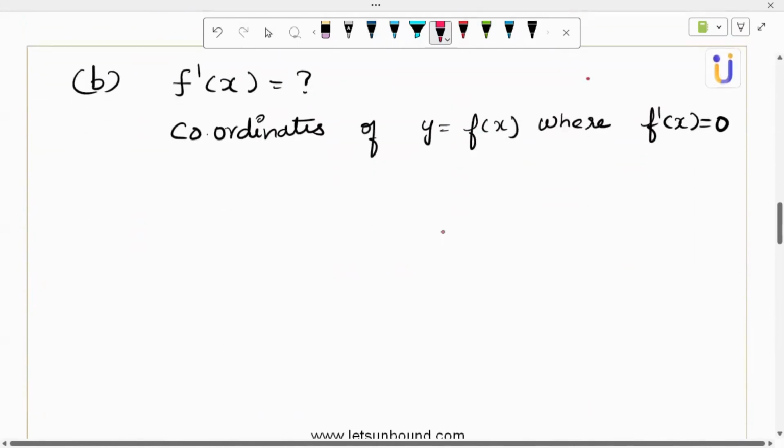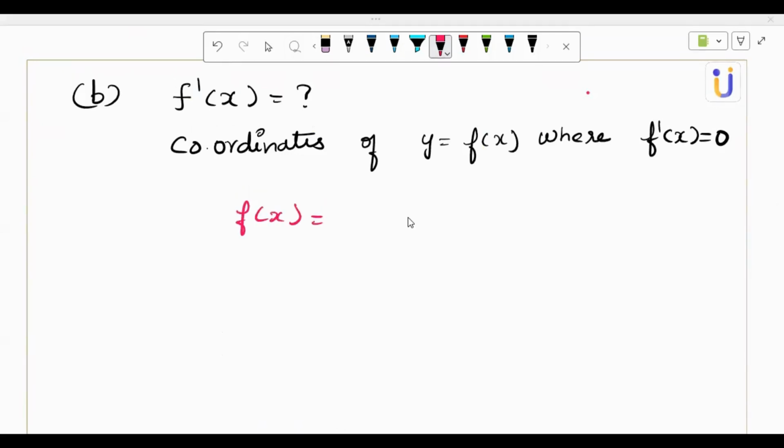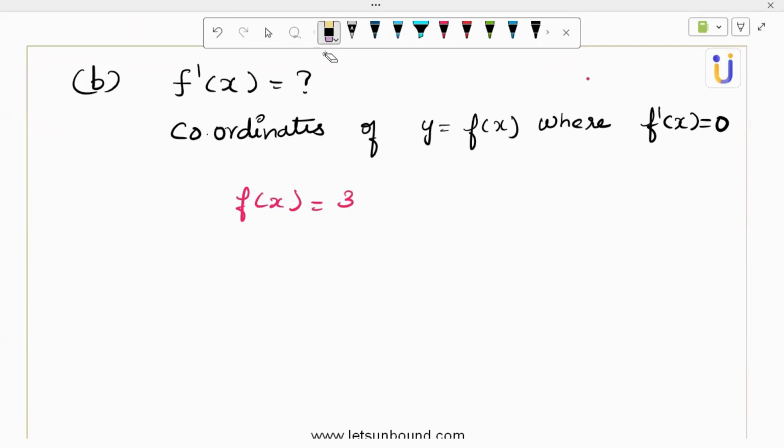Now the next part. Find f dash of x. Also find the points on which f dash of x is 0, and the points that we are finding should be on f of x. That's the condition. Let's go ahead. What is f of x? Let's copy that. It is cos squared x minus 3 sine squared x.